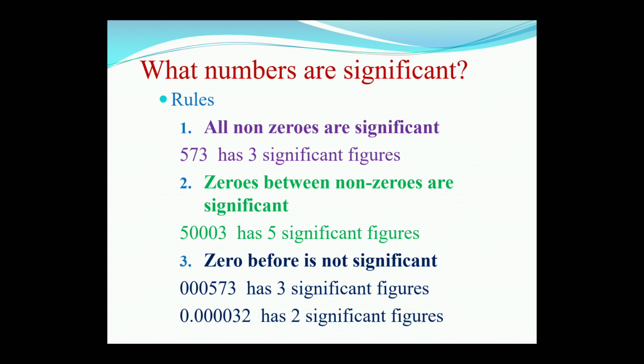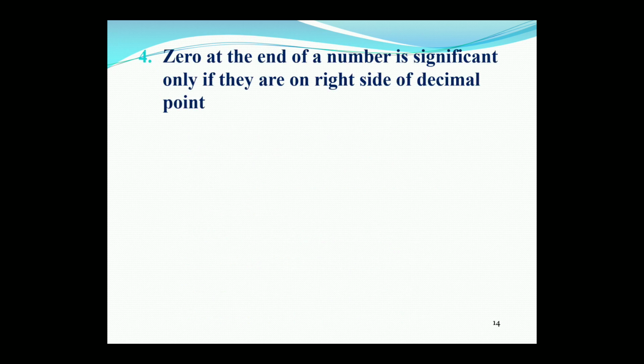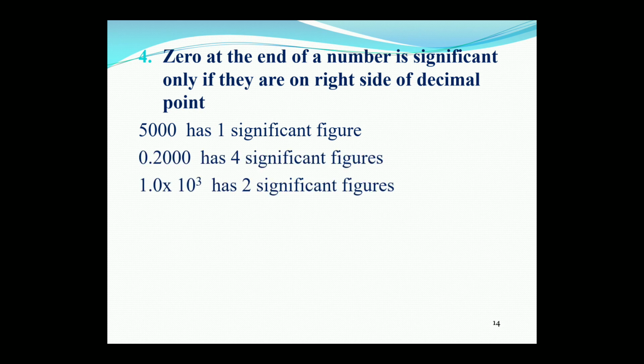Similarly, 0.00032 has only 2 significant figures. I hope it is very self-explanatory and easy, so no further discussion. Next point: a zero at the end of a number is significant only if it is on the right side of a decimal. Like here I have given an example of 5000, it has only 1 significant figure. Now talking about 0.20000, it has 4.